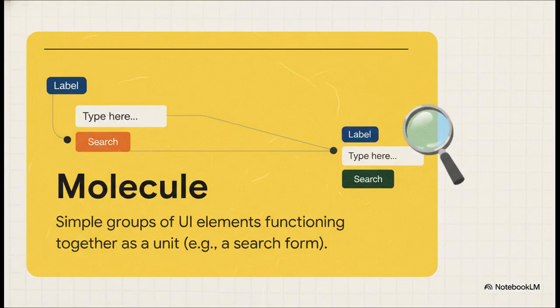It's that important. Next up, we start combining our atoms to make molecules. And this is where things start to get useful, where they become functional. The example here is perfect. You take a label atom, an input field atom, and a button atom, and you bond them together. What do you get? A search form molecule. It's a simple, reusable little component that has one clear job. It does one thing, and it does that one thing really well.